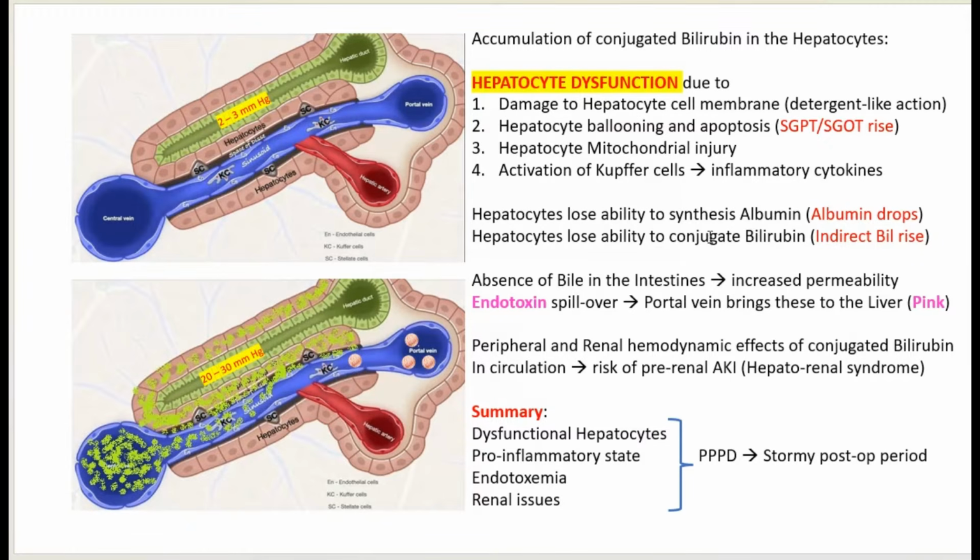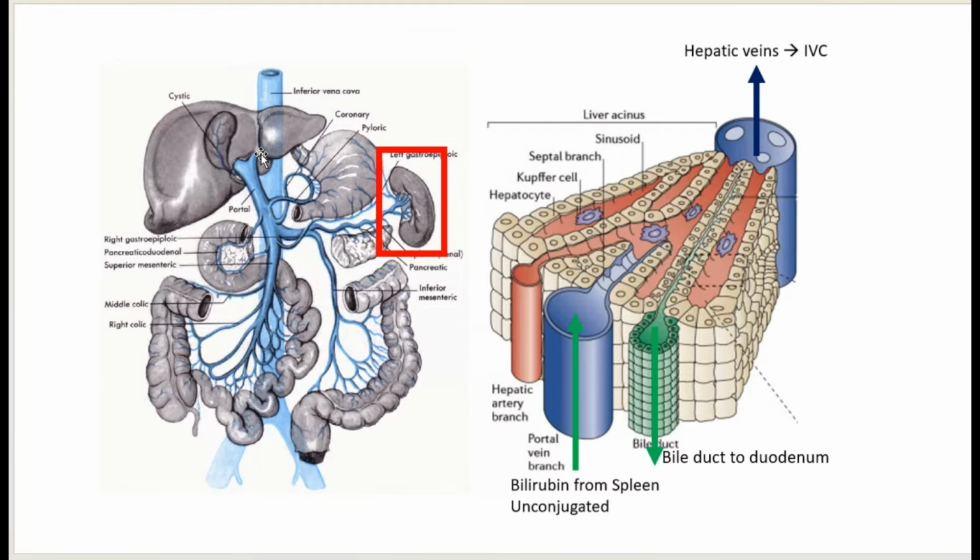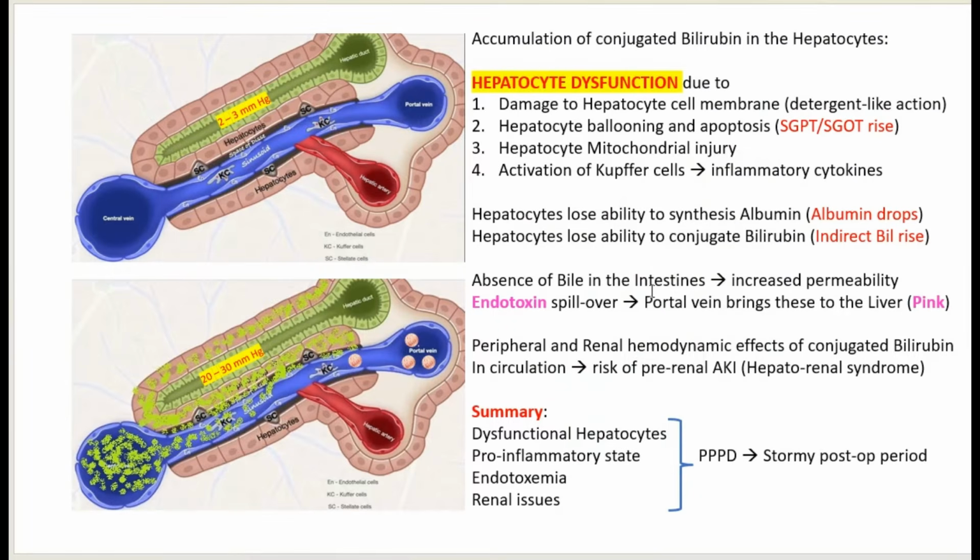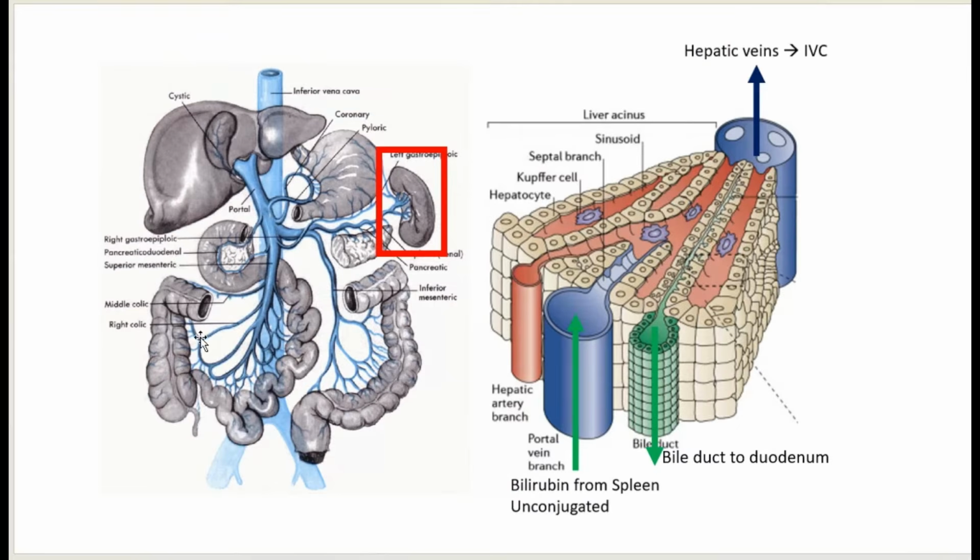At the same time, because of this obstruction, because of the interrupted intrahepatic circulation, the absence of bile in the intestines causes gut mucosal integrity issues, increased permeability, and endotoxin spillover. There are a lot of endotoxins getting released into this mesenteric venous system, all carried by the portal vein to the liver.